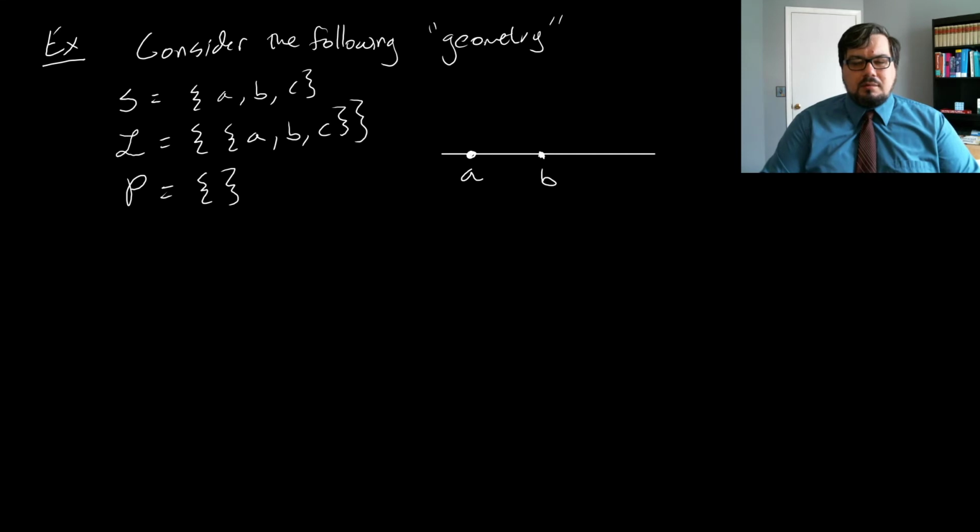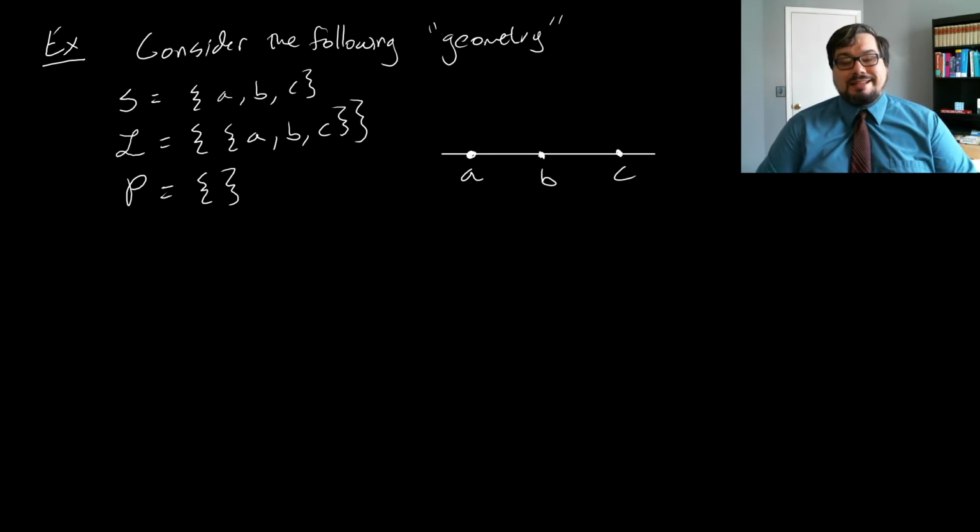A, B, C. So there are only 3 points in our geometry, A, B, and C, and they all lie on the same line. That's what the line going through those 3 points indicates, and there are no planes at all. Well, technically, this satisfies all of the axioms of incidence geometry, though pretty trivially.